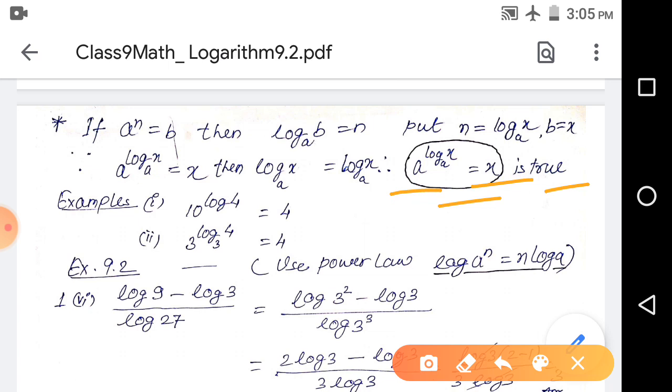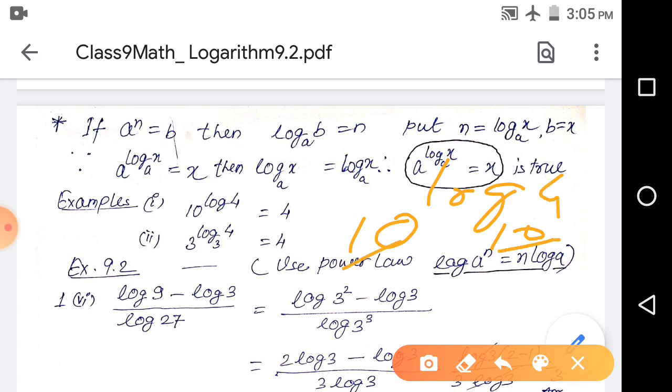See what we have here, 10 to the power log 4. Here the base is 10. I am repeating it once again. It is 10 to the power log base 10. So this one is 10, and for the log we have the base 10, and this logarithmic term is the power of 10. So we can write 10 to the power log base 10 of 4. This 10 and this 10 are the same, as we have in the formula, this a and this a.